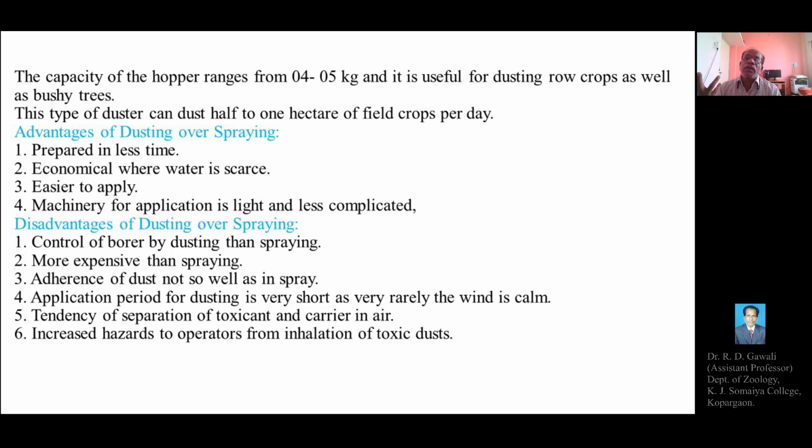So this is one of the important drawbacks, that is increased hazards to the operators from inhalation of the toxic dust. There may be inhalation of the toxins or the toxic dust or powder through the respiratory tract. This can also happen with the operator. So this can lead to poisoning or toxicity effects of the powder pesticides due to inhalation of the toxic dust into the body of the operator or the respiratory tract of the operator.